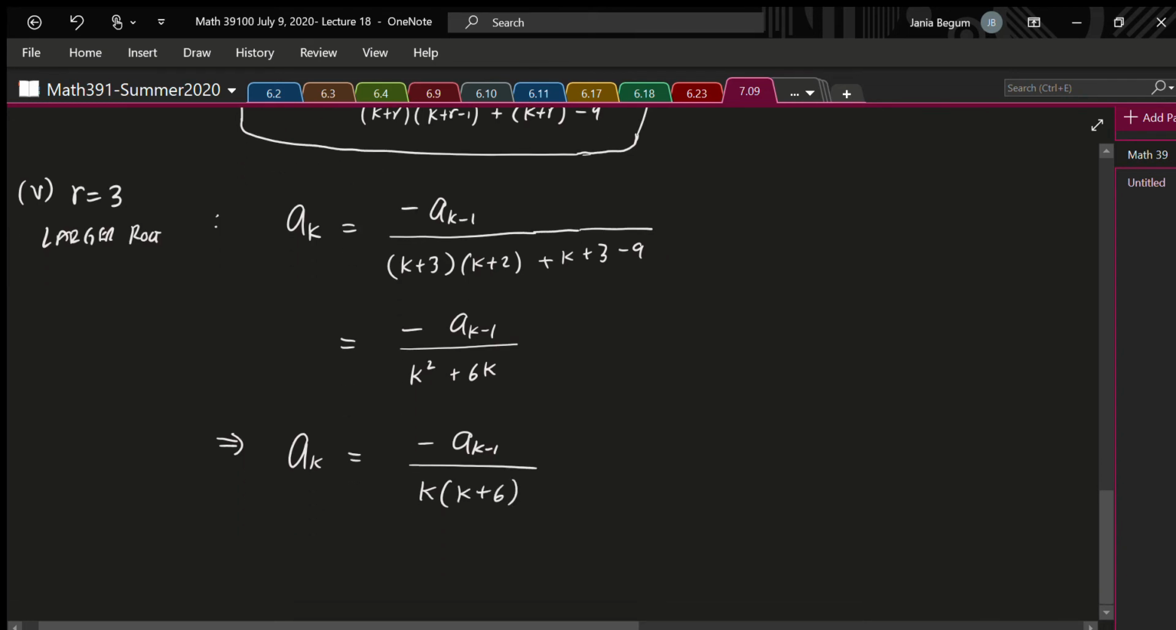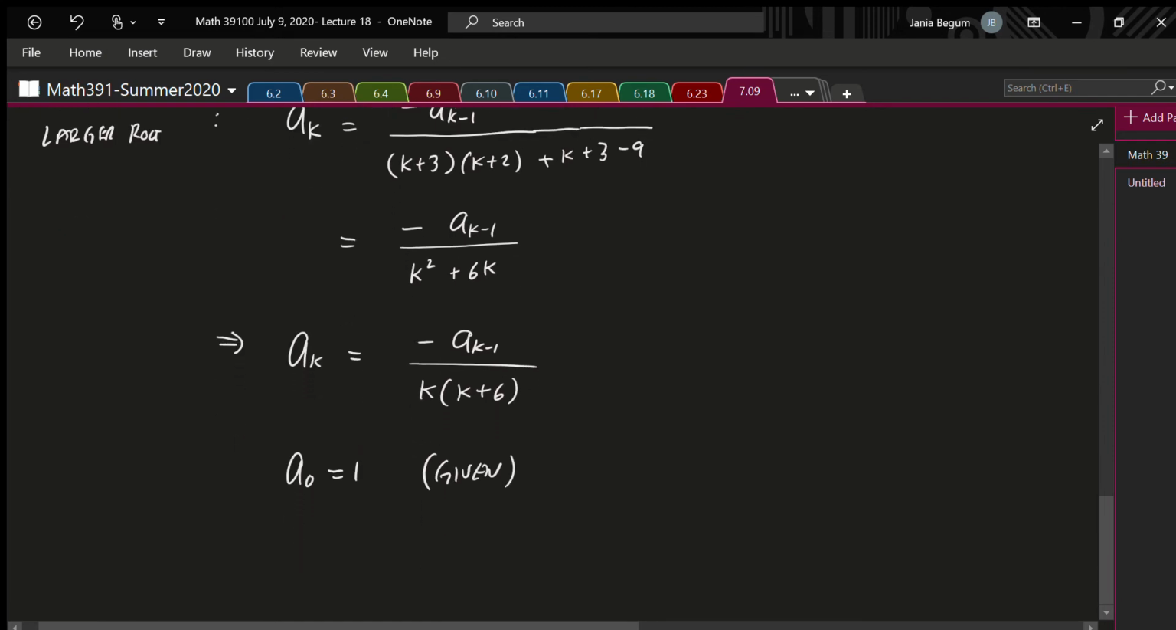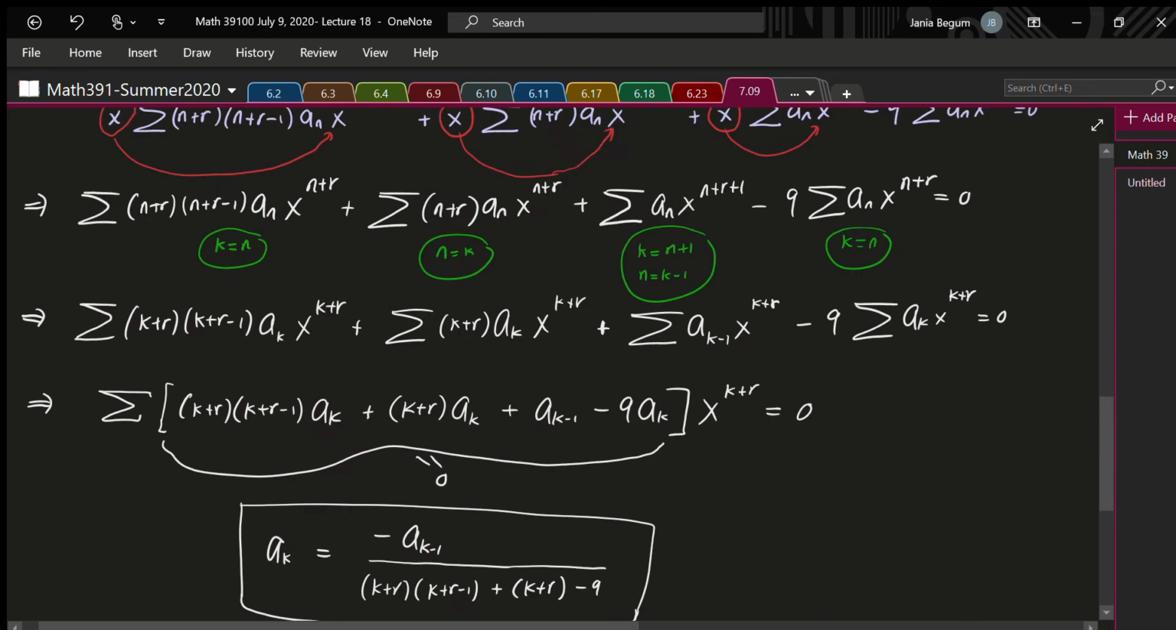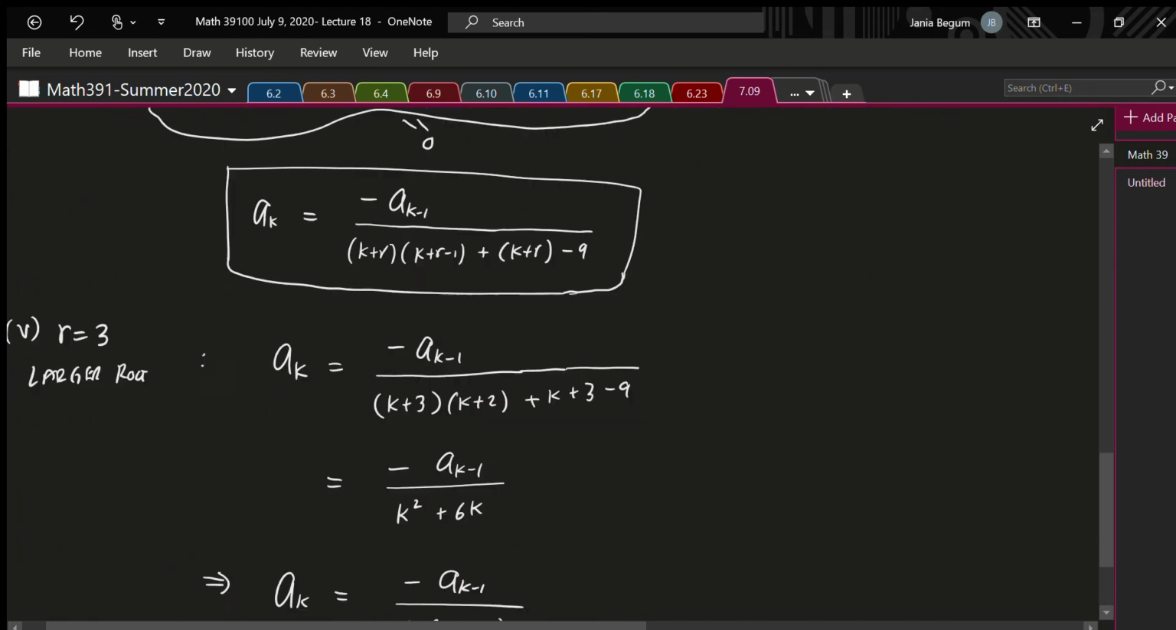Now let's find some coefficients. So we were given a0 is 1. That was given in the problem. So let's go ahead and compute a few more coefficients. And let's see if the question says how many terms. It doesn't say how many terms, so I'm going to go with 2 more.